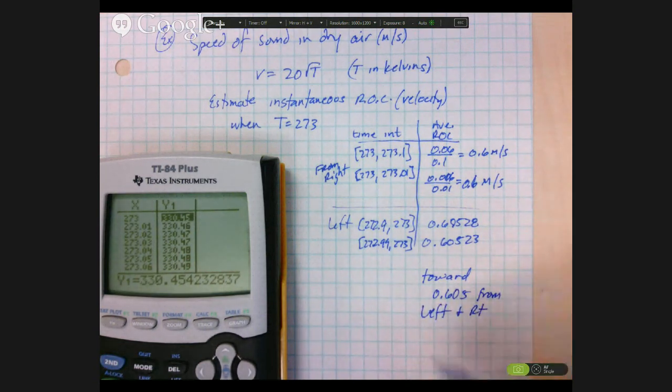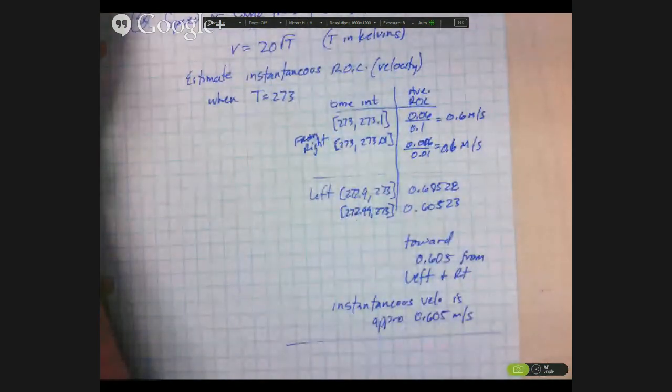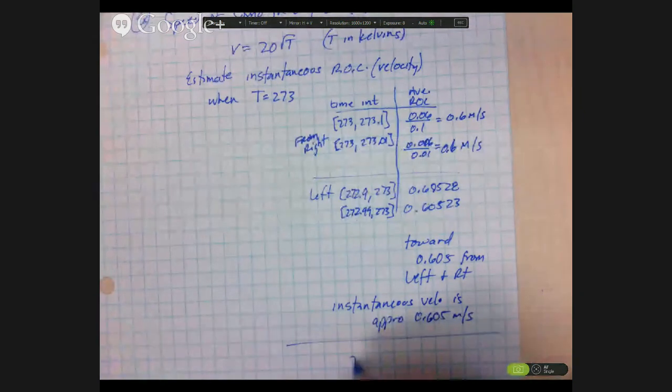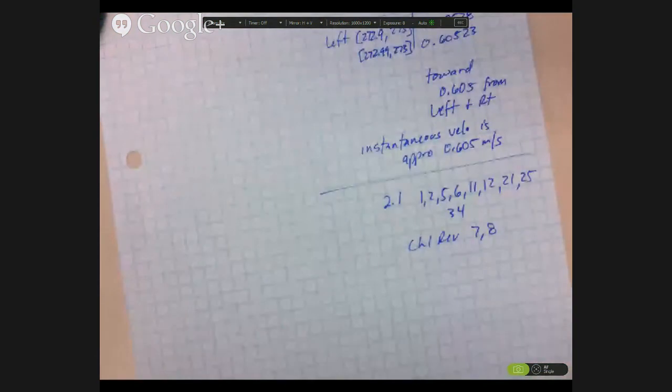So our instantaneous velocity is approximately 0.605. I'm on a video here, let me finish. Here's your work. There you go.